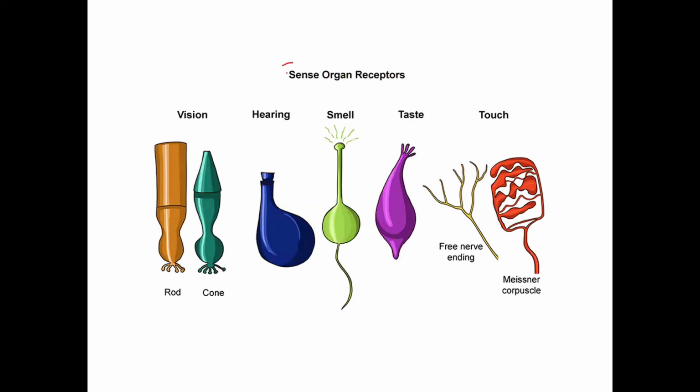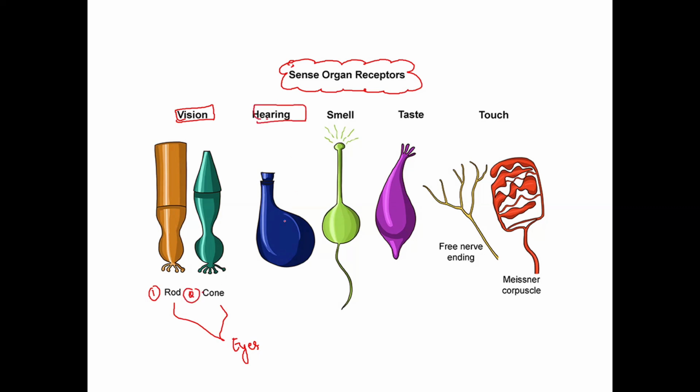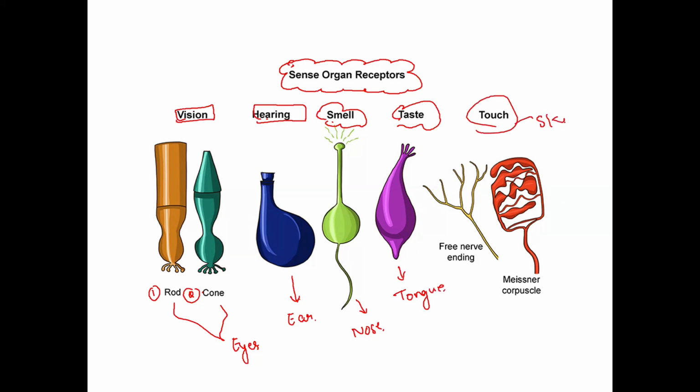Let's see where these receptors are present. For vision, these cells are present in the eye and are called rod and cone cells. Let's do hearing. For hearing, the receptors are present in the ear. For smell, they are present in the nose epithelium. Taste receptors are present in the tongue. For touch, they are present on the skin.